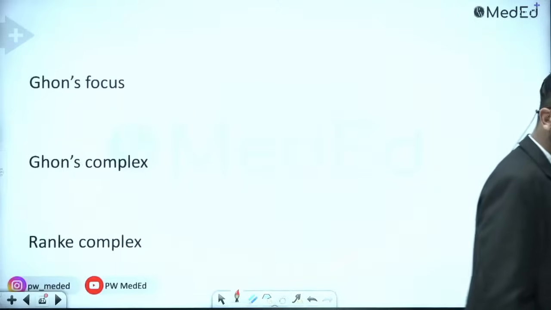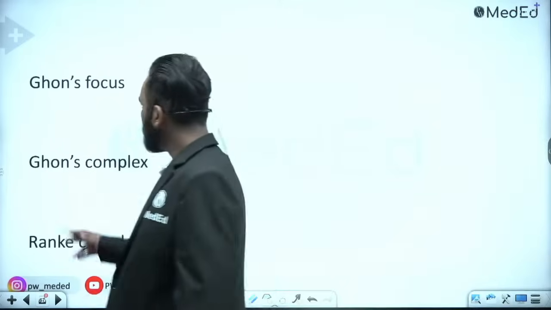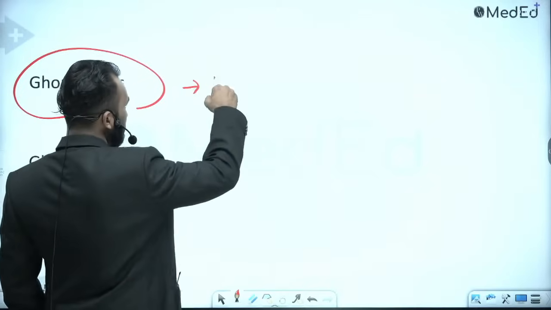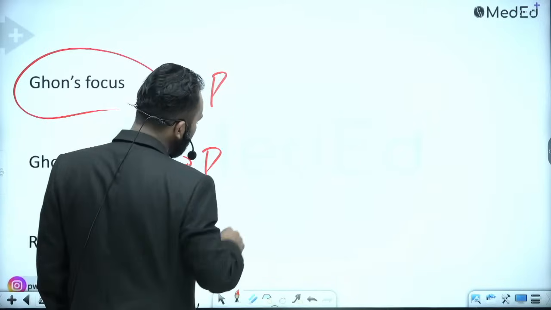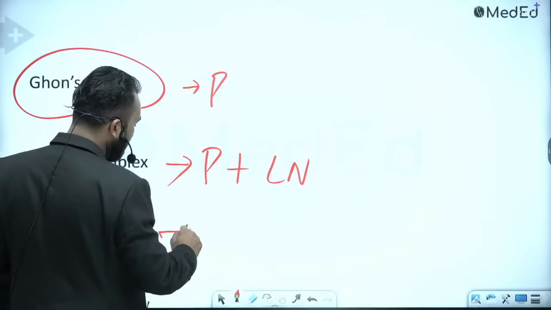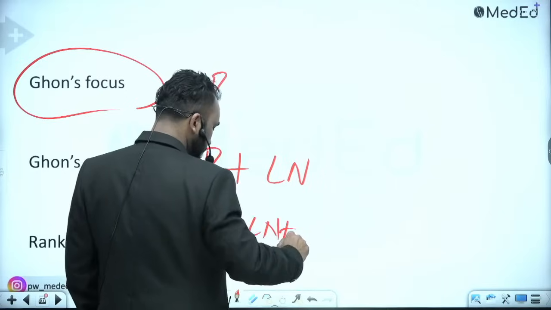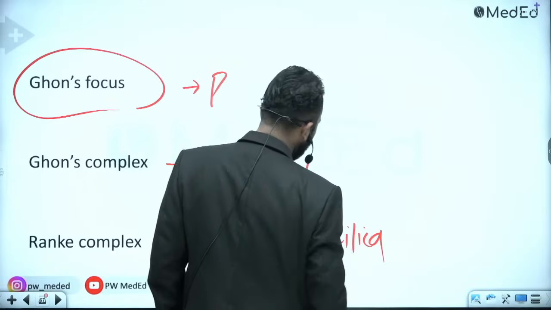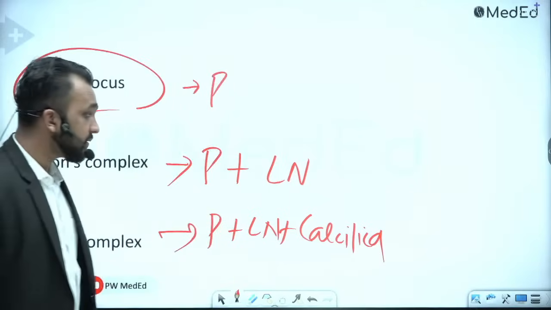So let us discuss a few eponyms in tuberculosis. What is Ghon's focus? Ghon's focus is basically your parenchymal lesion. What is Ghon's complex? It is parenchymal lesion plus lymph nodes. And what is Ranke complex? It is parenchymal lesion plus lymph node plus calcification. Right? And we will see these complexes on the CT images as well.